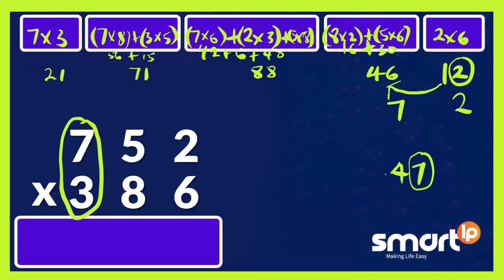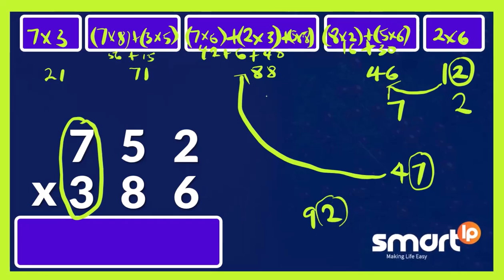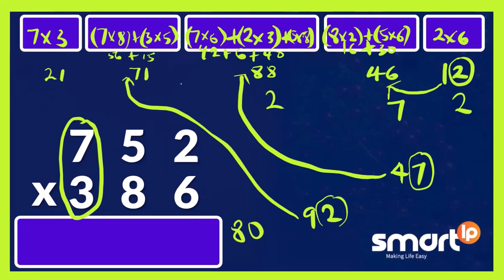And we transfer this 4, we'll add this 4 to the 88. So 88 plus 4, that's going to give us 92. Since 92 is also a 2-digit, we write down the 2 here. So we add the 9 to the 71, and that will give us 80. Since we obtained 80, we're going to write down the 0 and transfer the 8.